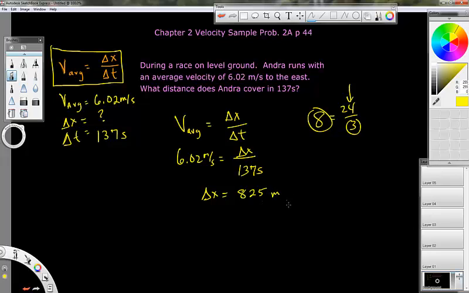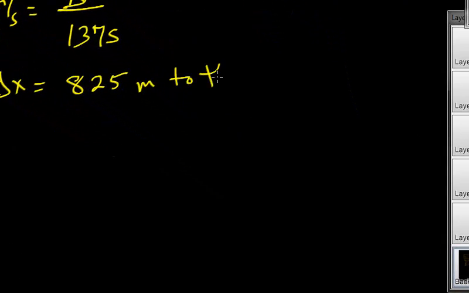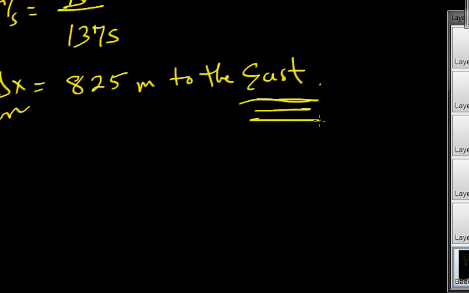And now that's the distance. And then, of course, you would say to the east, because that was the direction that it's running. Remember, this is displacement here. That's displacement, which is a vector, so it indicates direction. You always have to have a direction associated with it. And the same thing with velocity. It has a direction on it.